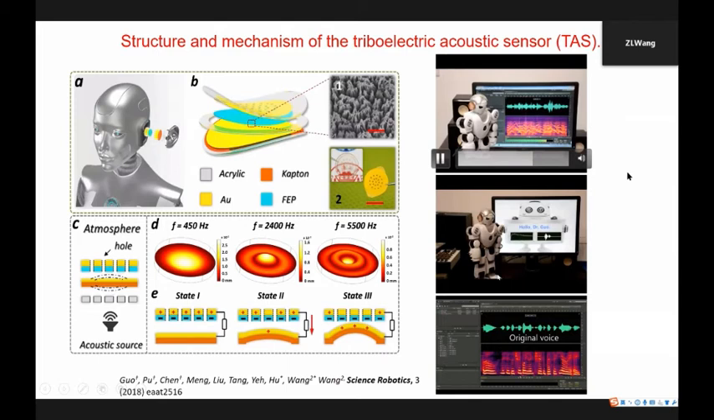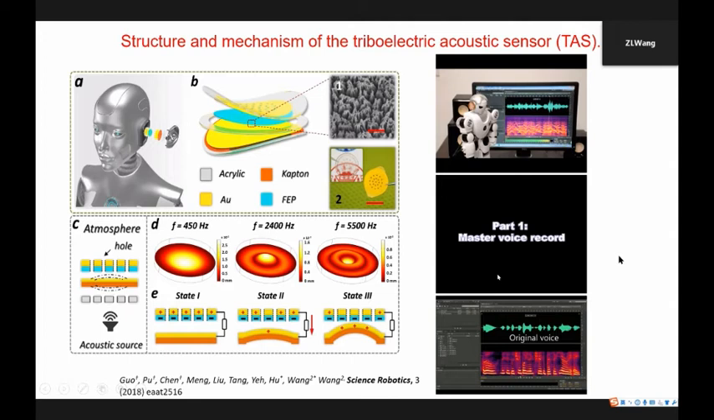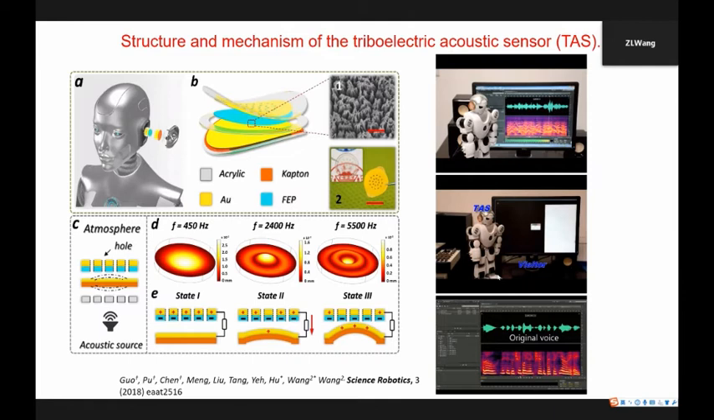This is the playback without any digital filtering or any other data processing, just a native play. You can see 90% of the accuracy of the sound has been preserved. This is not only for that, it can be for robotics communication, a human with robotic communication. Remember, we use a paper-based TENG as a microphone, which you have never been able to do before. Okay.